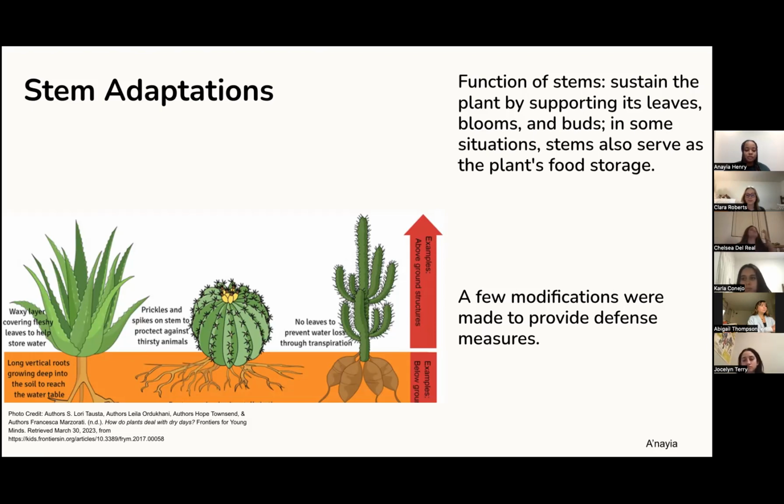The plant on the left is known as the yellow variegated agave plant. It has a waxy layer over its leaves to help store water. The middle plant is known as the golden barrel cactus. It has spikes and prickles so thirsty animals will stay away from it. Lastly, the plant on the right is known as the Peruvian apple cactus. It has no leaves, which helps prevent water loss through the process of transpiration. Some of these modifications were made to provide defense mechanisms.